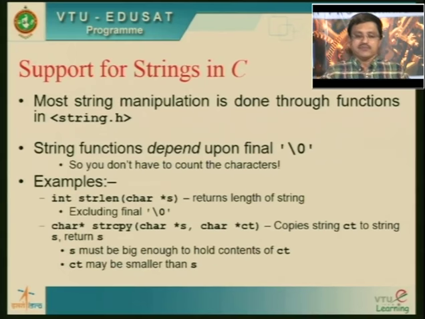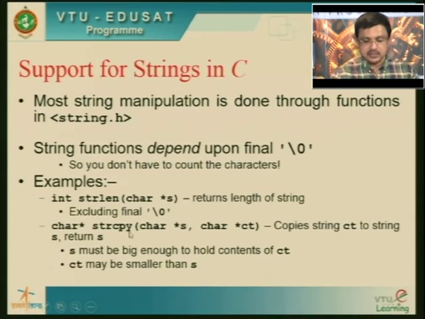Most string manipulation functions that you have seen are defined in string.h. String functions generally depend on the final \0. If you want to count the number of characters in the string, you go on counting until you get a \0. So, the \0 is a very important element in the character array. For example, strlen takes a character star s; you send the pointer to the character array, not the array itself, and it returns the length of the string excluding the \0.